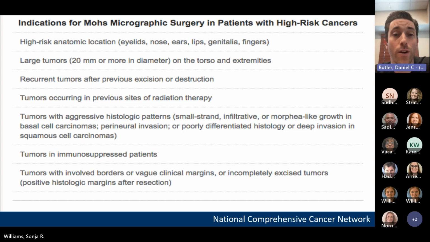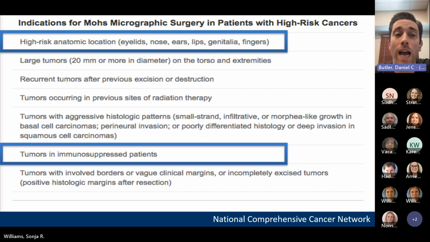So when we ask who is a great candidate for Mohs surgery, I like to again simplify this for everyone, including me and my residents. And if you could just press forward here, it's going to highlight two things. One is high risk anatomic location. So I want anyone who's worried about a skin cancer to be specifically concerned when it's in these high risk locations. We call it the T zone or the H zone of the face. And it's basically anything around mucous membrane. So eyelids, nose, ears, lips, genitalia, and fingers. Fingers would be the only outlier there.